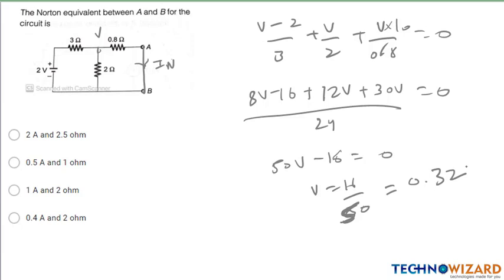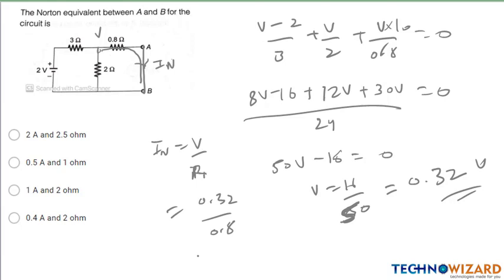Okay, I hope this is clear to you. Voltage is 0.3 volt, but now we have to find IN. IN is the current flowing through this branch. Therefore IN is equal to V upon RN. V is 0.32 and this is 0.8. This will come out to be 0.4 ampere. IN will be 0.4 ampere.